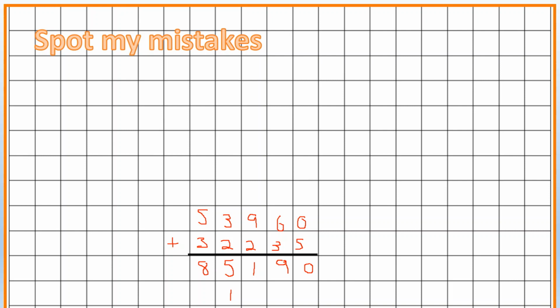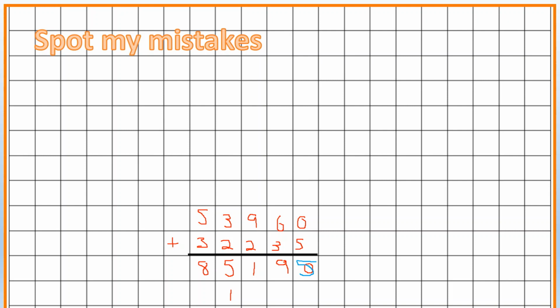Okay, let's go through it together. Let's look at the tens column first. Sorry, the units column. 0 add 5. I've made a mistake there, and it's a common mistake that people make. Remember that when you have 5 and you add nothing, the answer is still 5. 6 tens add 3 tens is 9 tens, so that's fine. 900 add 200 is 1100, so I've carried the 1000 into the thousands column, so that's fine.